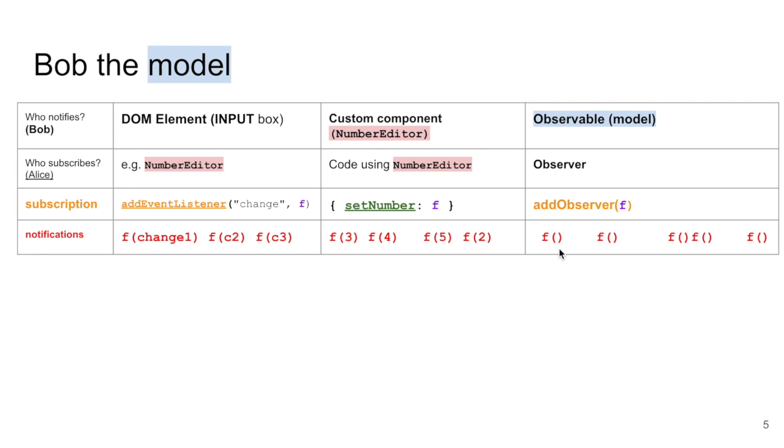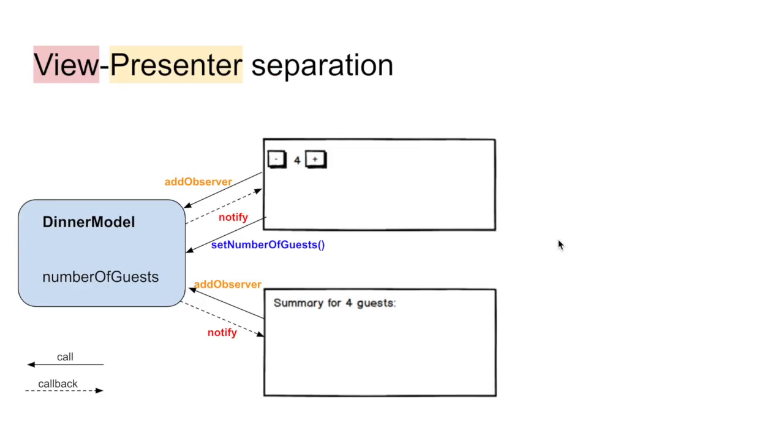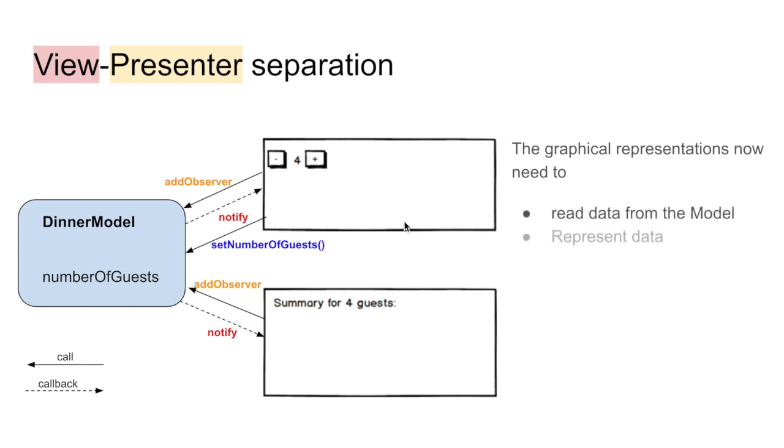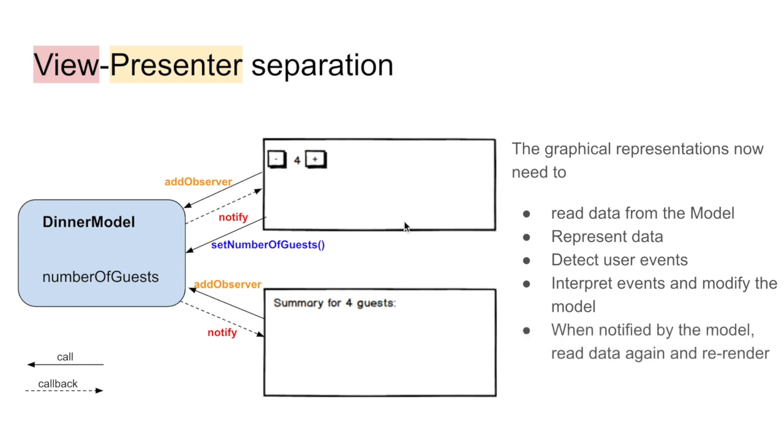That's because the recent trend in interaction programming is to simply re-render everything, and then it's not so important what has changed. The data has changed, we re-render the components, then we don't need any payload here. Once we have done this separation, we have separated the observable from the data representations. The question is who should do the other work? So this graphical representation now needs to read the data from the model, represent the data somehow, detect user events, interpret those events, modify the model, and when the model notifies, read the data again and re-render.